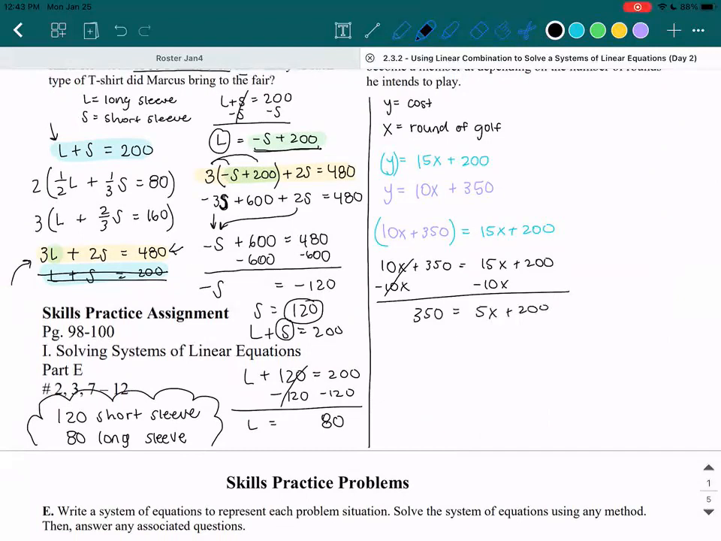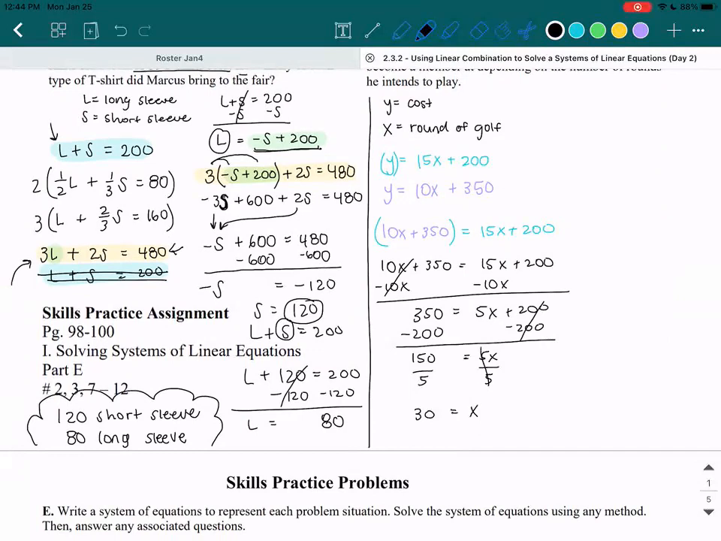Then let's move the numbers to the other side. So I'm going to minus 200. Then that will give us 150 is equal to 5x. And then that cancels out. 5 is being multiplied to x, so we're going to do the opposite, divide, and get 30 is equal to x. Okay, so 30 is equal to x.